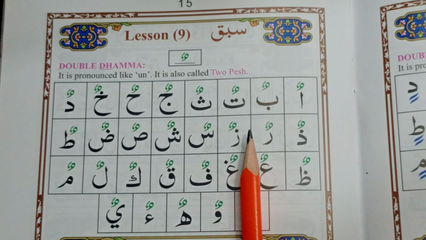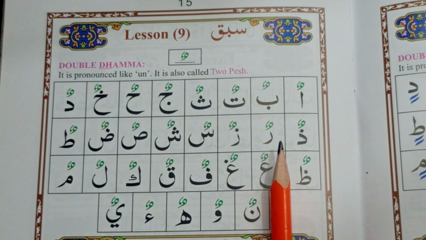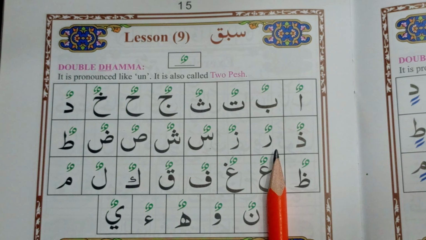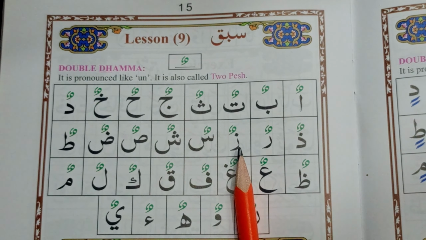Dhamma-taini is pronounced like un. Alif dhamma-taini, un. Ba dhamma-taini, bun. Ra dhamma-taini, run. Za dhamma-taini, zun. Everyone read it like that, un.